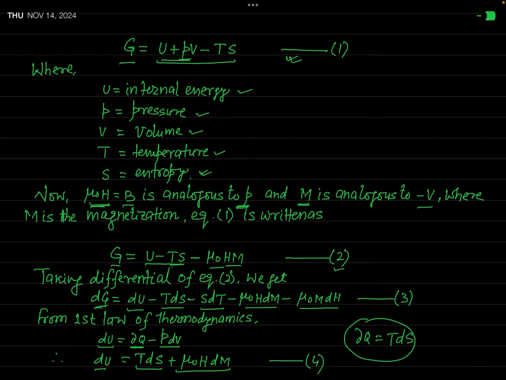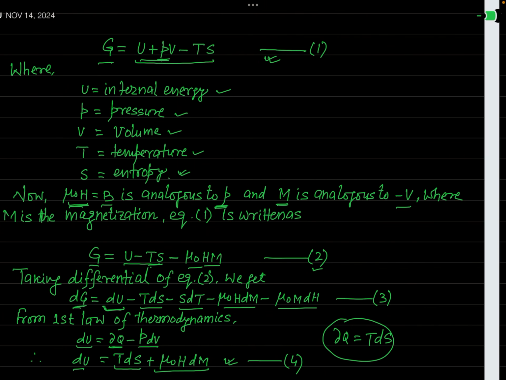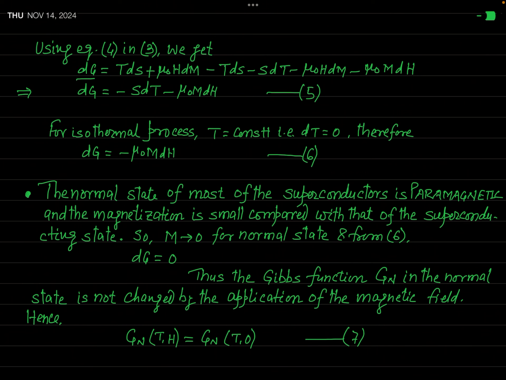Now we will substitute this value of dU, which we obtained in equation 4, in place of the first term dU on the right-hand side of equation 3. Making this substitution, equation 3 becomes dG equal to T dS plus mu naught H dM minus T dS minus S dT minus mu naught H dM minus mu naught M dH. Now you can see that T dS and minus T dS cancel out, and plus mu naught H dM and minus mu naught H dM cancel out. So we finally get that dG is equal to minus S dT minus mu naught M dH.